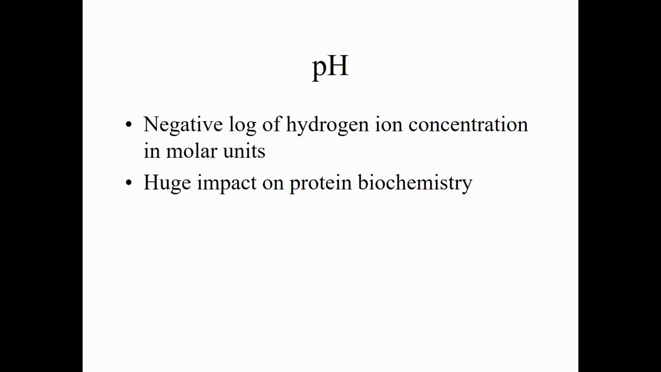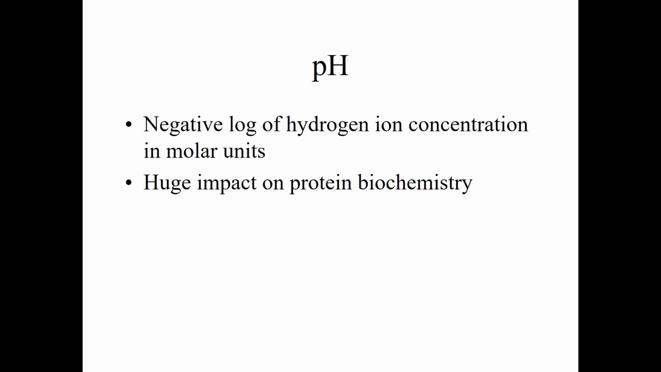pH is a measure of the hydrogen ion concentration, and we use the negative log of the hydrogen ion concentration because it's easier to deal with. So instead of saying 0.0000001, instead of saying 10 to the minus 7th moles of hydrogen, we say the solution has a pH of 7. It makes it much easier to deal with these numbers.